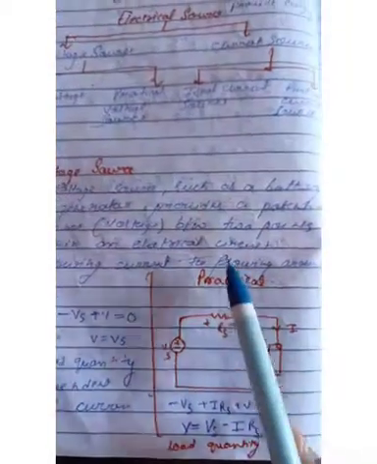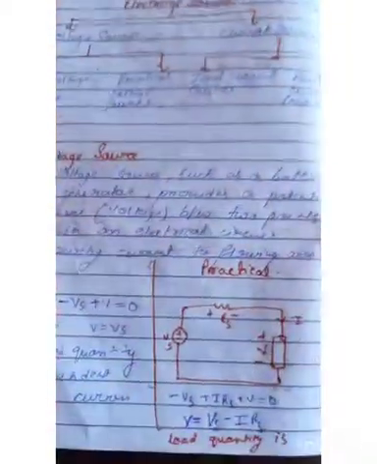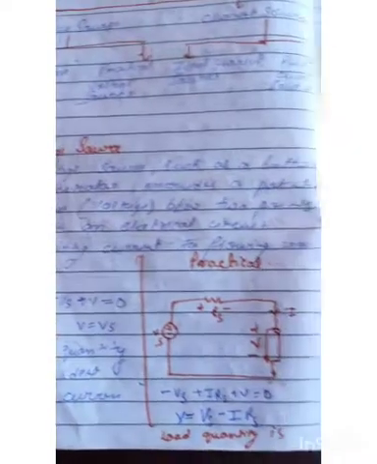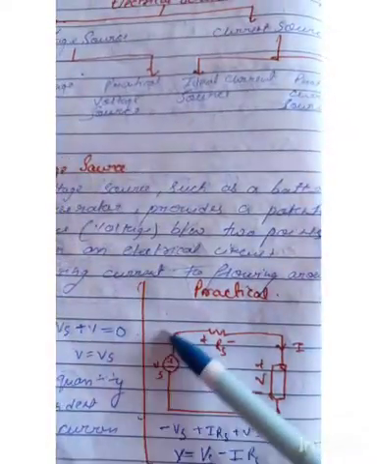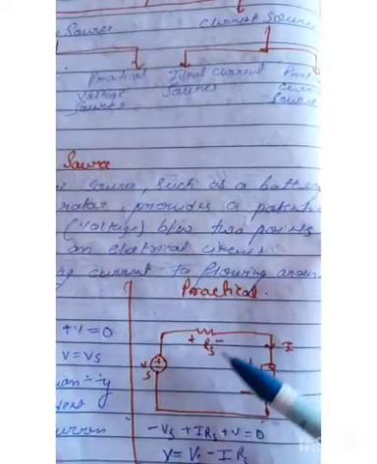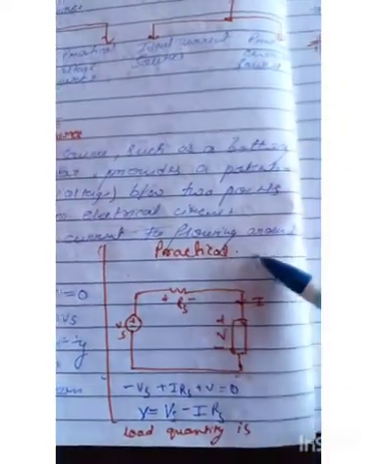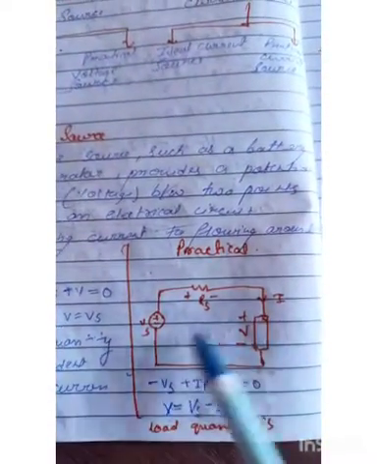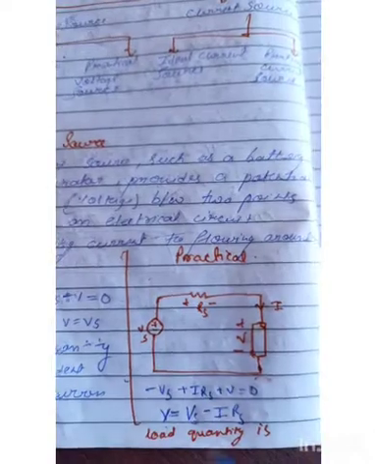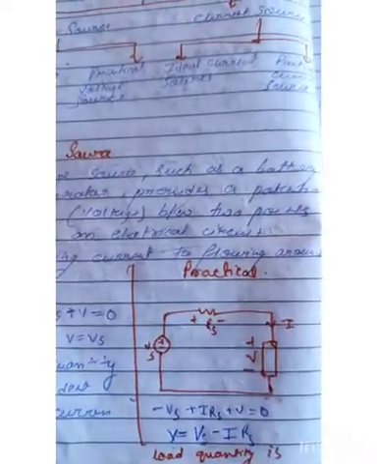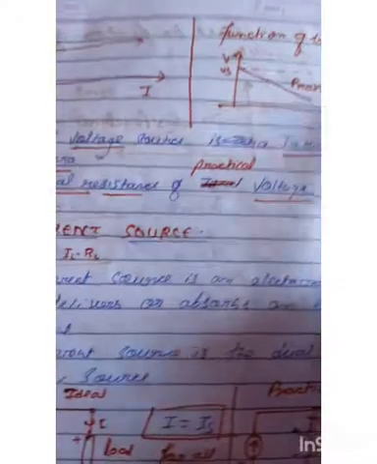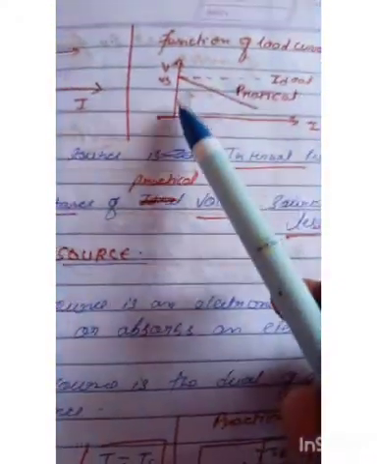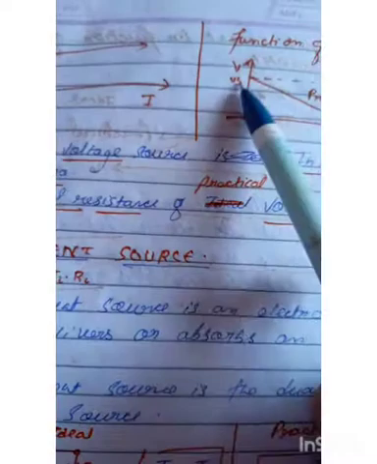Now we will see about the practical voltage source. In a practical voltage source, we will take a voltage source Vs, a resistance Rs and a voltage V. Current I is flowing through. We will see that minus Vs plus I Rs plus V is equal to 0. Now V is equal to Vs minus I Rs. In this, the load quantity is a function of load current. We will plot a graph according to our observation. We will see that the load quantity is a function of load current.